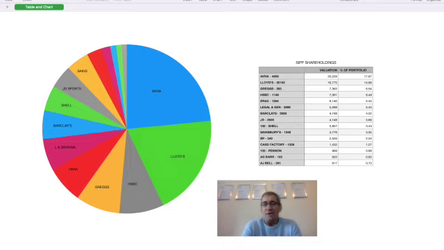Our best performing share has been Sainsbury's. 1,248 shares, £3,800, 3.3% of our portfolio, but a nice return in the year of 45%.